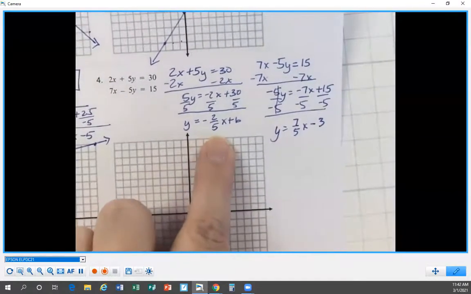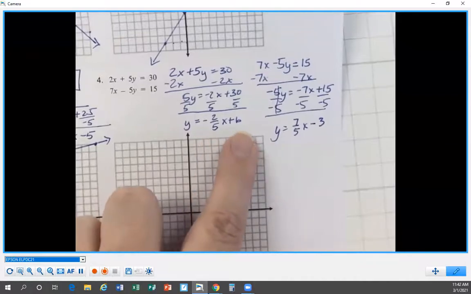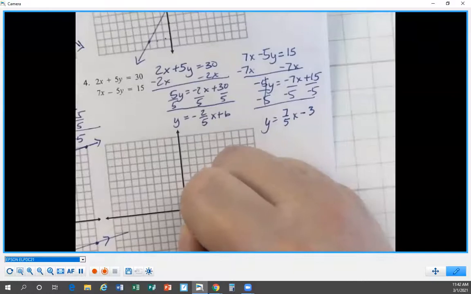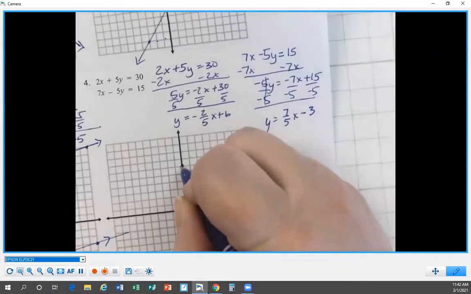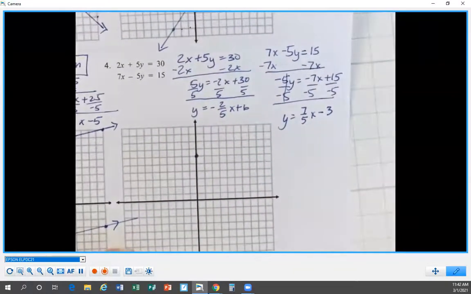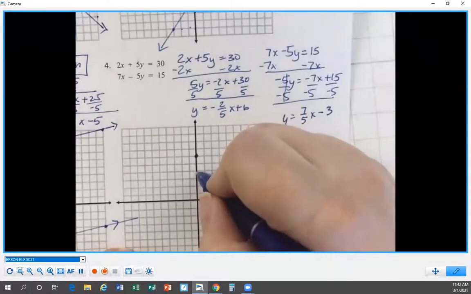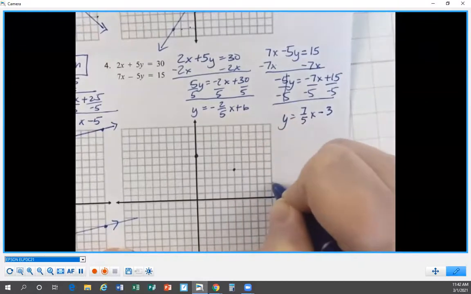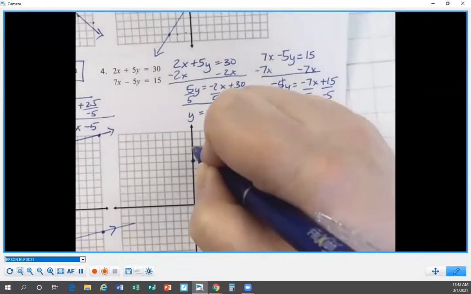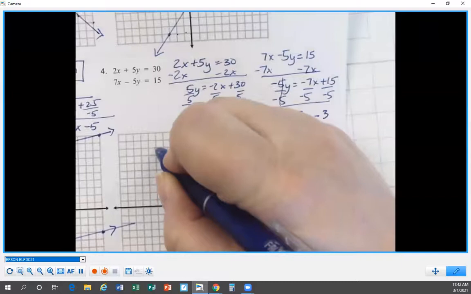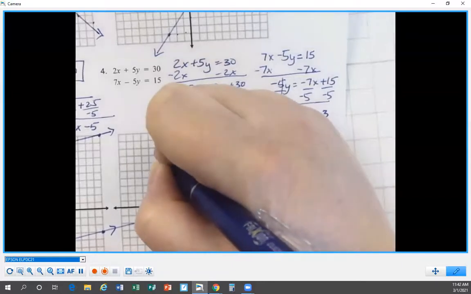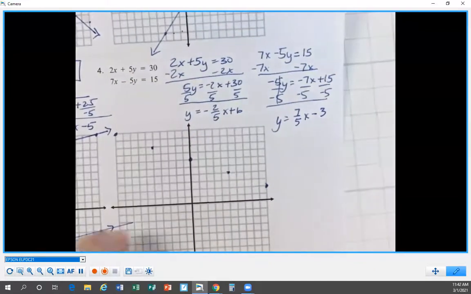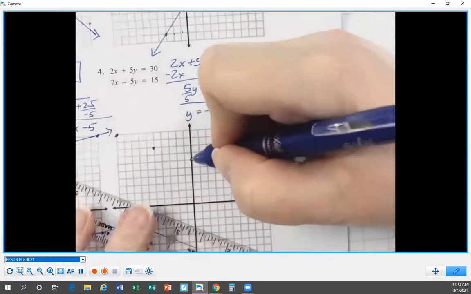Okay, so then let's go ahead and graph these two lines and find their point of intersection. Our first line is y equals negative 2/5 x plus 6. So our y-intercept is 6. Our slope is negative 2/5, so down 2, right 5, and up 2, left 5. Then graph that first line.